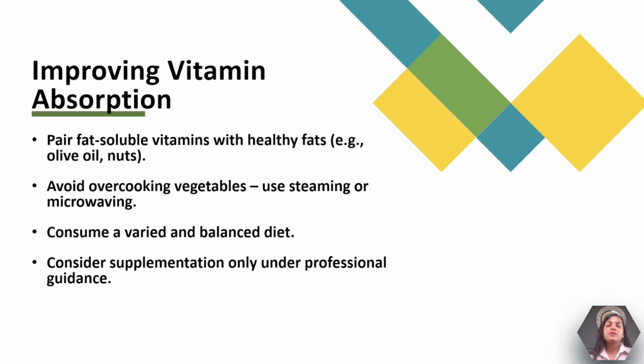Avoid overcooking vegetables. Again, we should avoid overcooking to retain the optimal amount of vitamins present in foods, and we should also use steaming or microwaving, which can protect the vitamins. Like this, leaching of vitamins can be decreased.